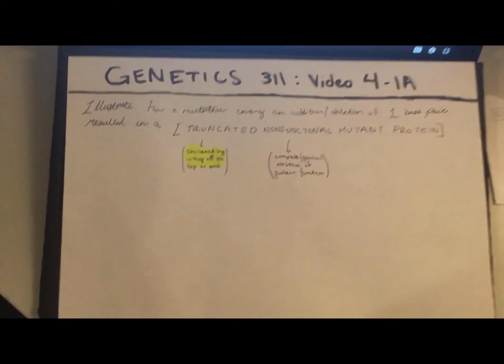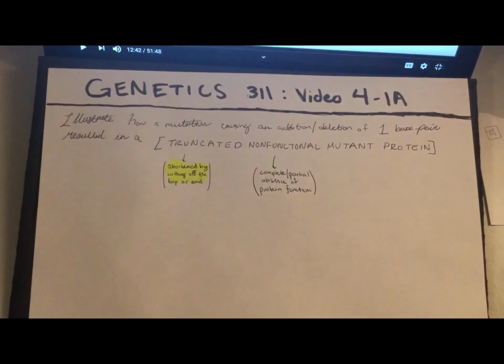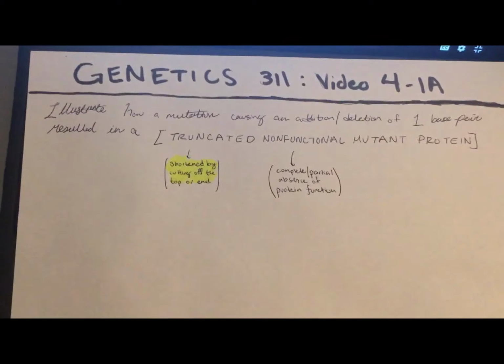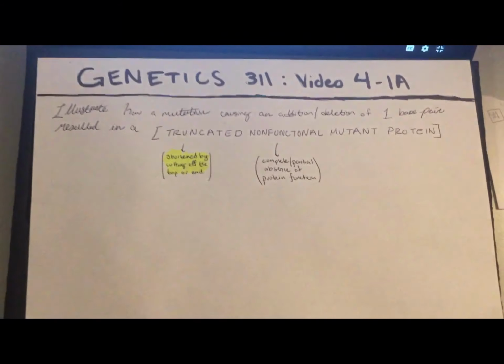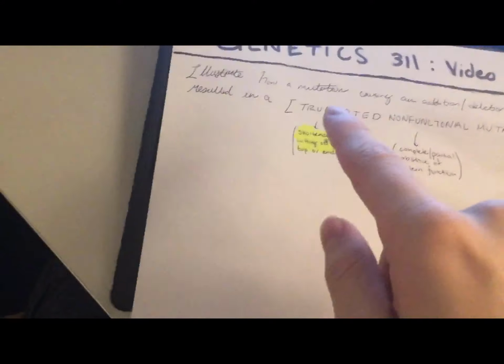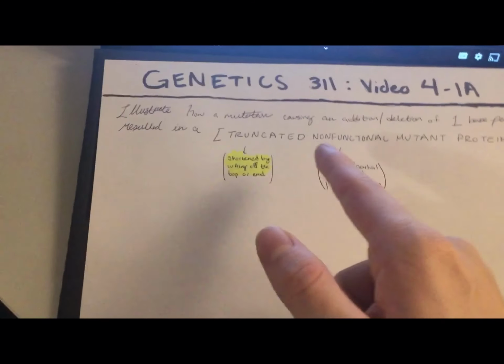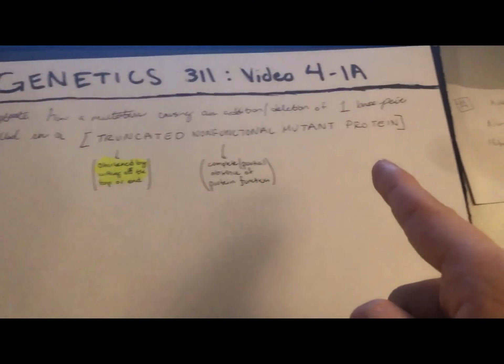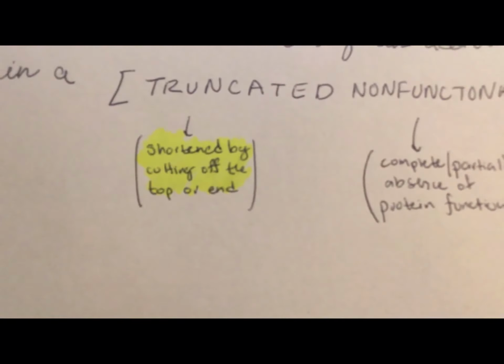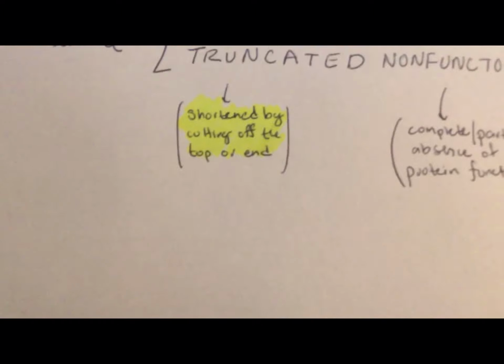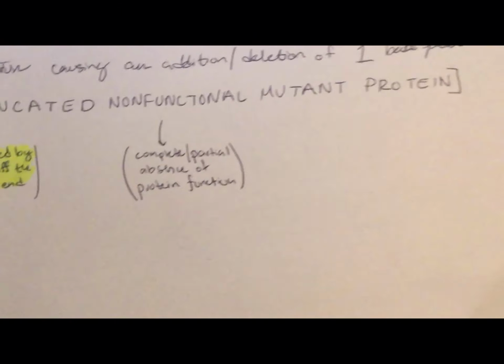So today we're going to be talking about how to illustrate how a mutation, like a point mutation or frameshift mutation, causes an addition or deletion of one base pair, and it will result in a truncated non-functional mutant protein. Before I even get into this, I didn't even know what truncated meant. It means shortened by cutting off the top or the end. And non-functional means complete or partial loss of function.